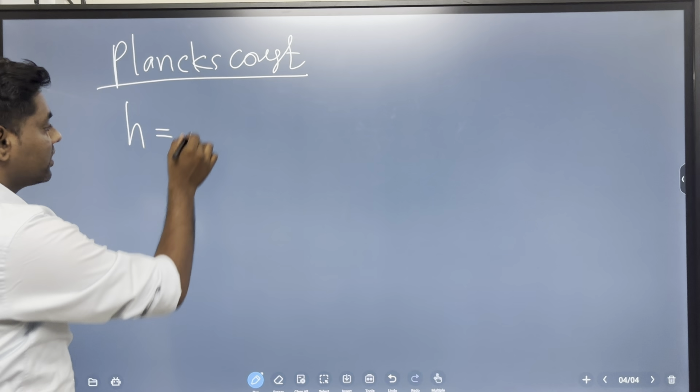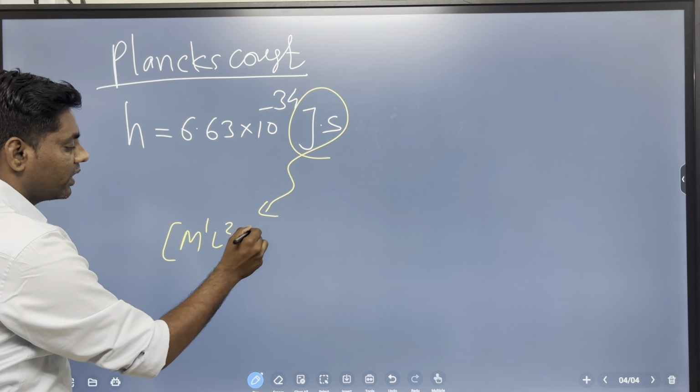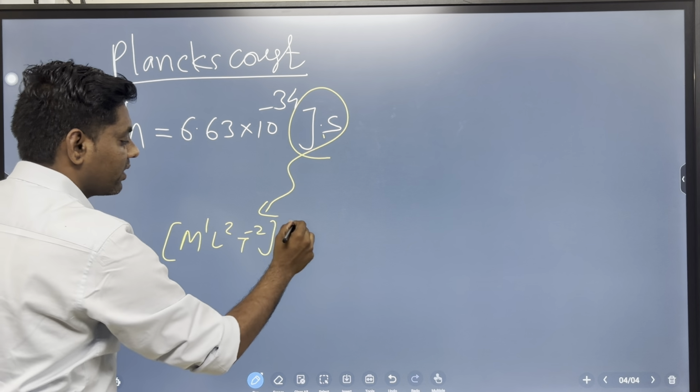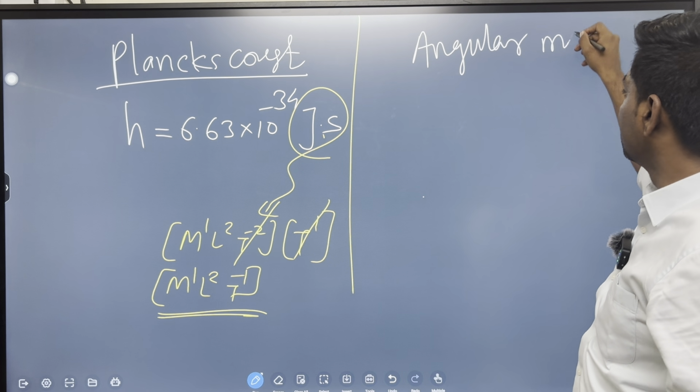Remember this unit, joule second. As we know, joule has the dimension formula M1 L2 T minus 2, and second is T raised to 1. So the T gets cancelled, and we get M1 L2 T minus 1. Which physical quantity has the same dimensional formula as the Planck constant? It is asked in the CET examination: the angular momentum.